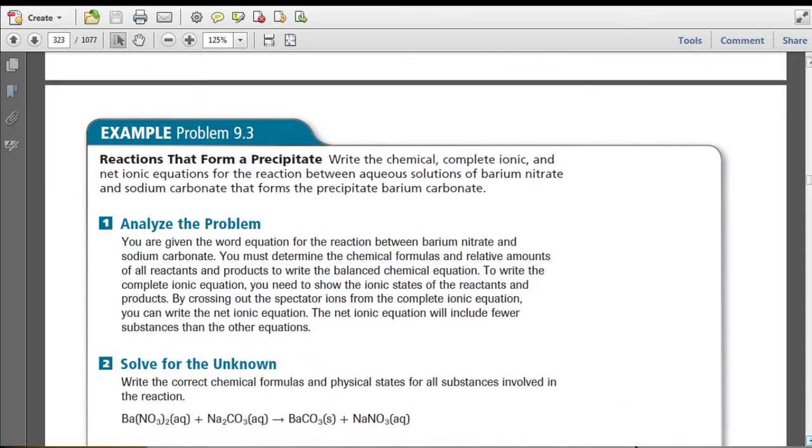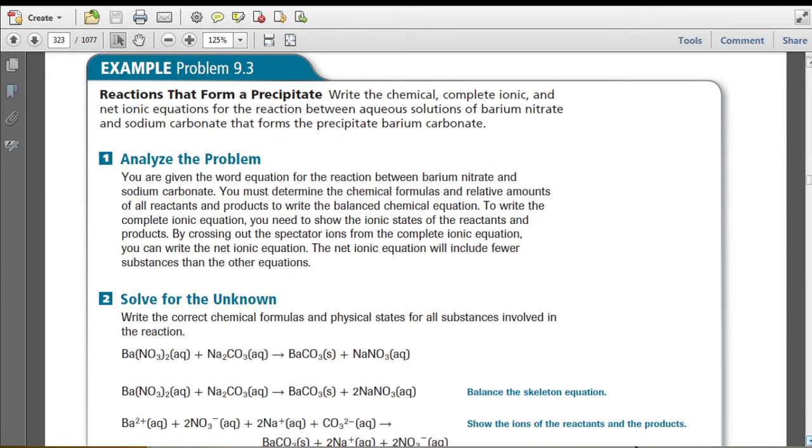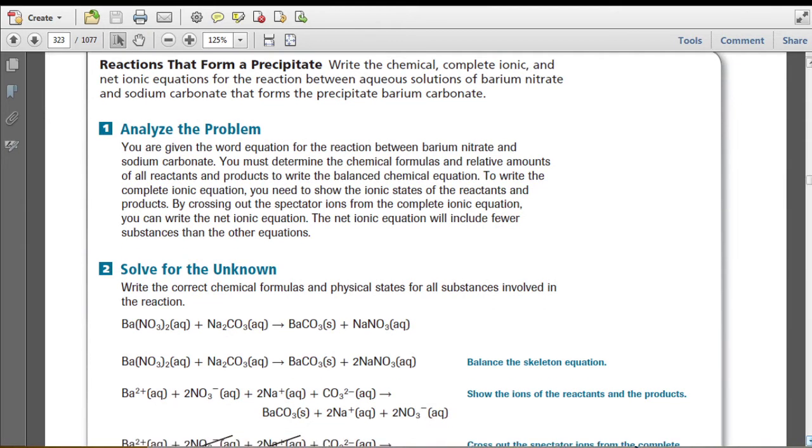Let's go ahead and write the chemical, complete ionic, and net ionic equations for the reaction between aqueous solutions of barium nitrate and sodium carbonate that forms the precipitate barium carbonate. So we're given the word equation for the reaction between barium nitrate and sodium carbonate.